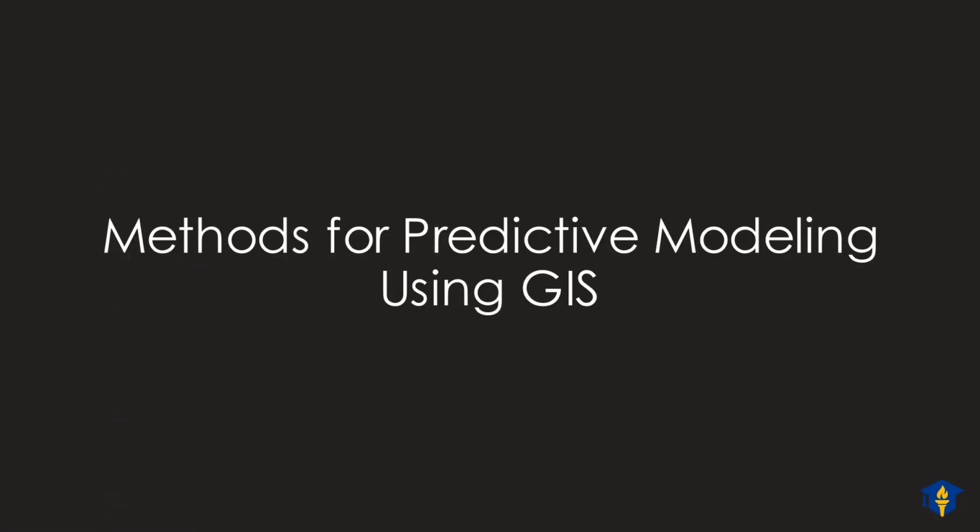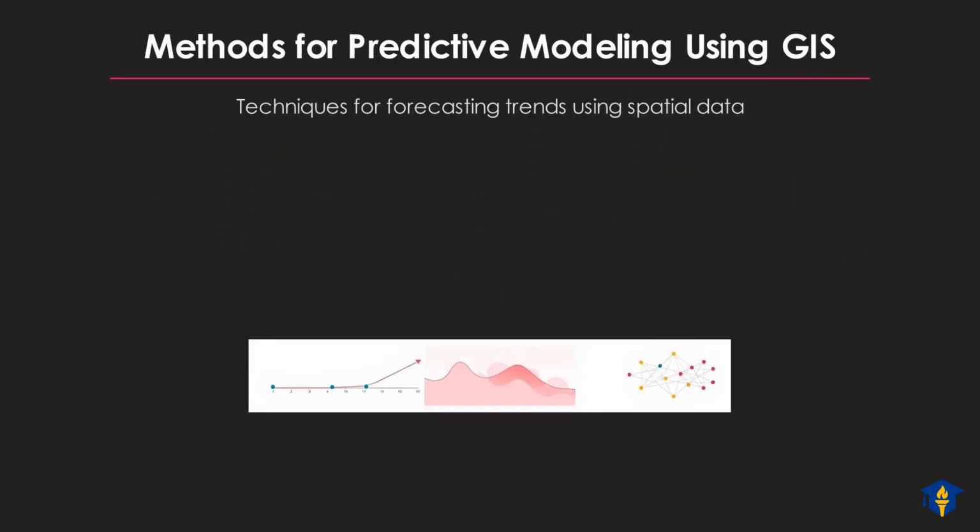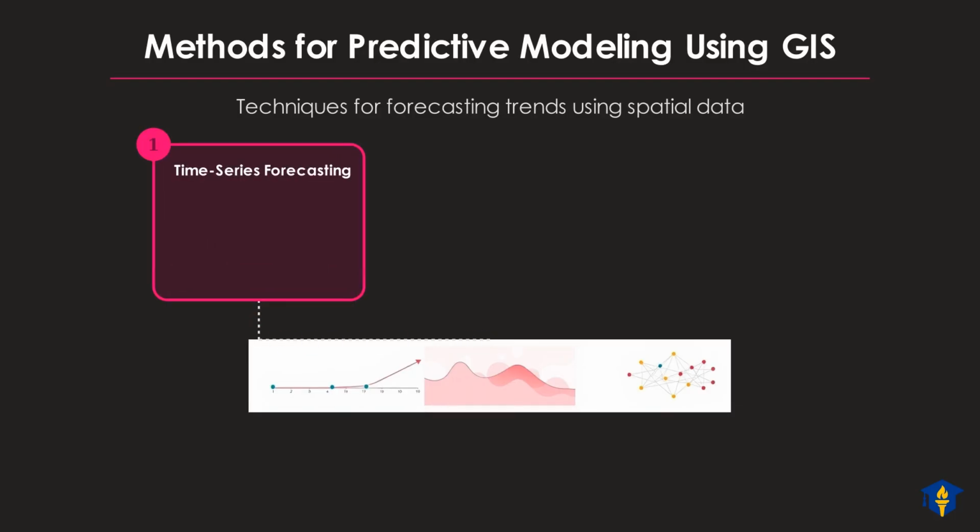Let us explore various methods for predictive modeling that effectively use GIS. These are the techniques we use for forecasting business trends by incorporating spatial data. First, time series forecasting analyzes data collected over successive points in time. This method analyzes historical data over time to identify and predict future business trends. GIS helps map past sales data, applying time series models to predict growth patterns spatially.